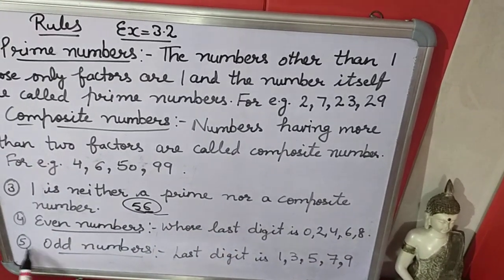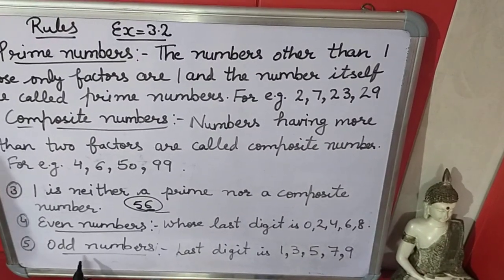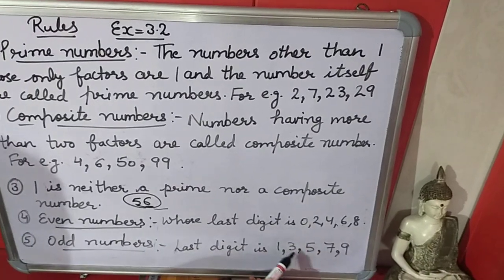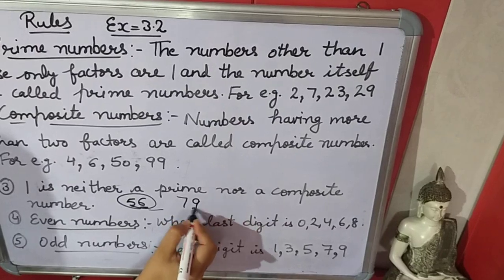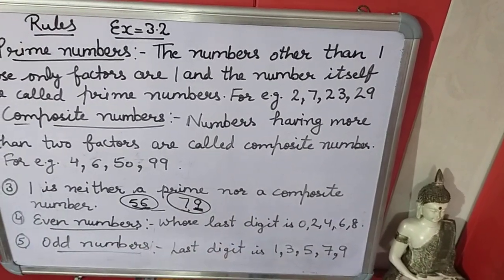Now come to the odd numbers. Odd numbers are those which are not completely divided by the table of 2. These numbers are called odd numbers. Or you can say that if the last digit is 1, 3, 5, 7, 9, then the number will be an odd number. If I have written 79 and the last digit is 9, so this number is an odd number.